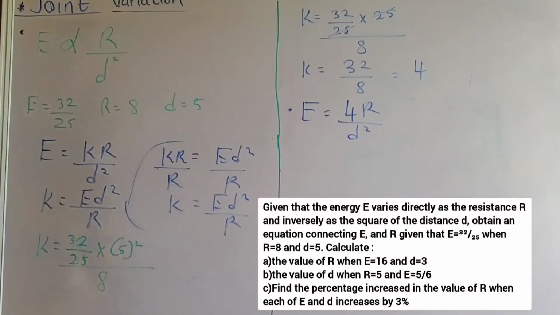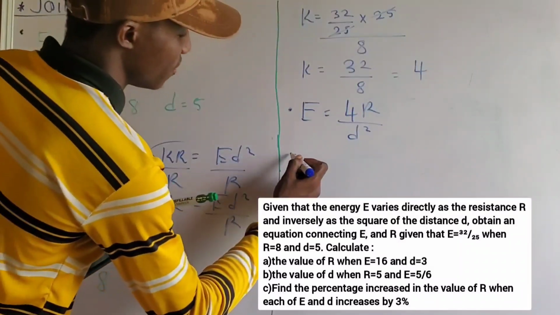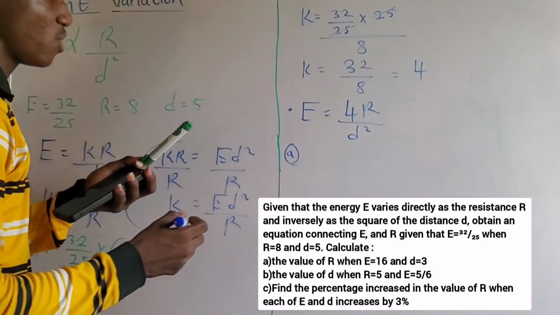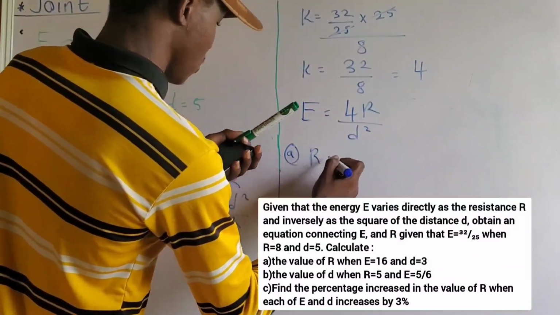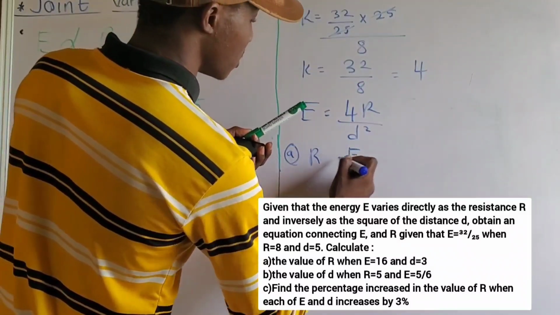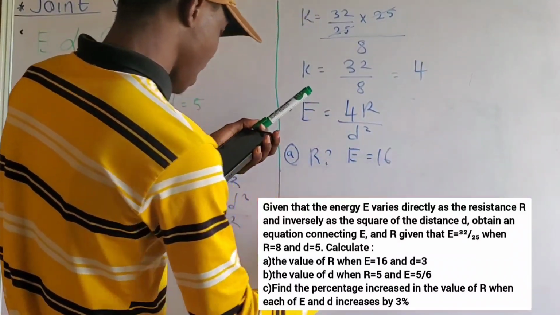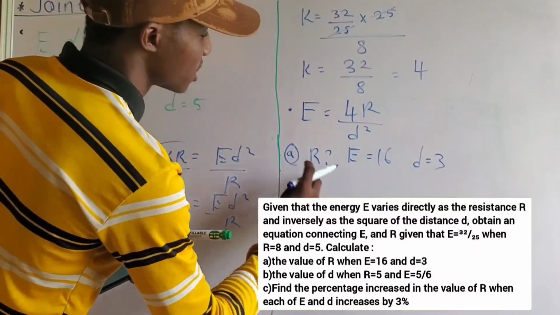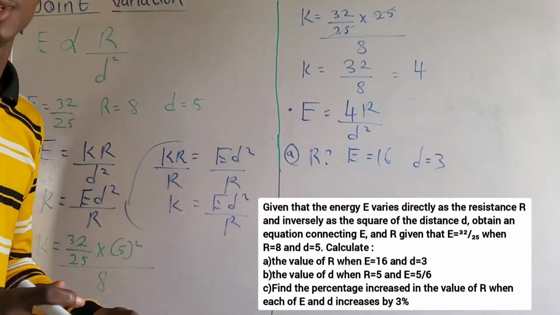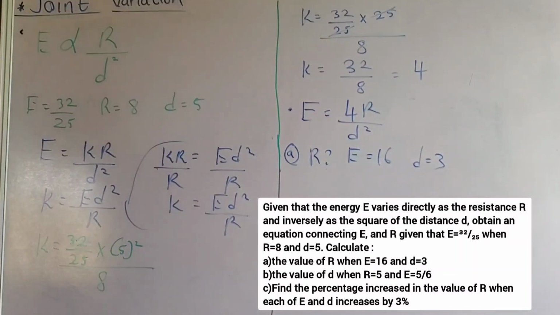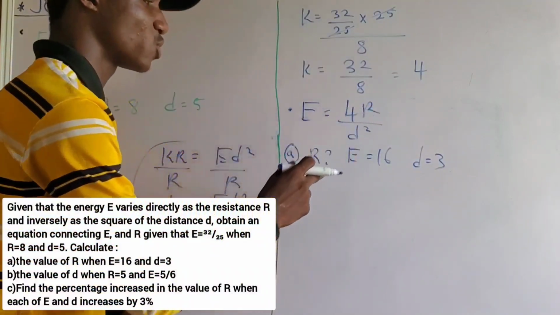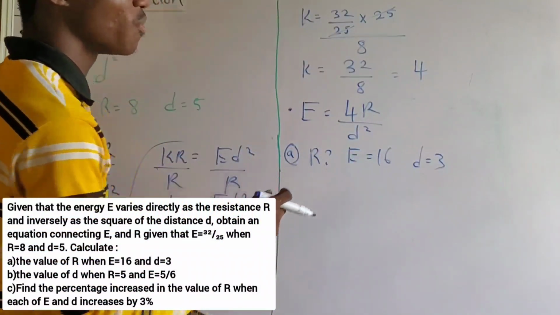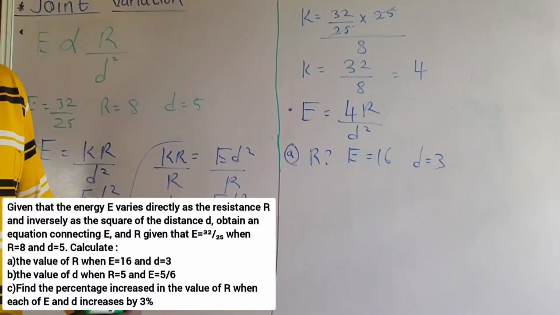Calculate the value of R when E equals 16 and D equals 3. Okay, let's go. See, let me tell you, when you obtain the equation or the formula connecting the variables, this is the formula connecting the variables. E equals 4R over D squared. All you have to do is just replace the value of the variable that you are given to get the unknown variable that you are looking for.